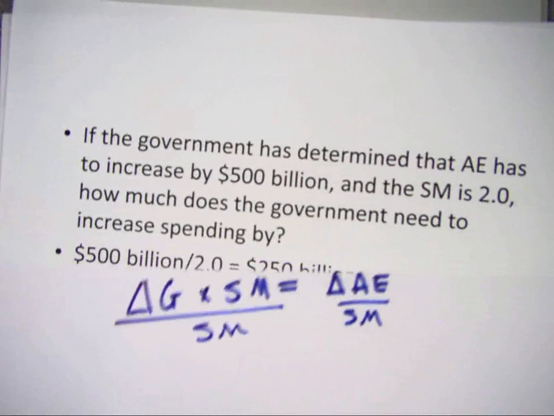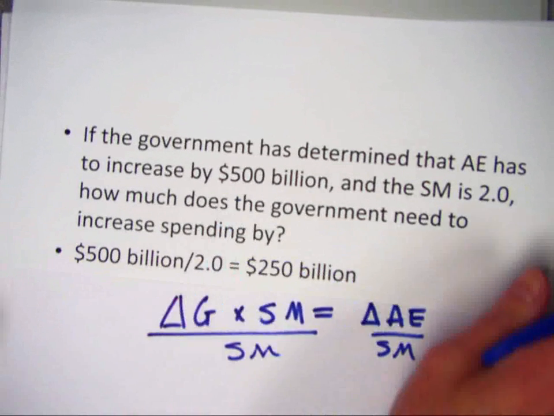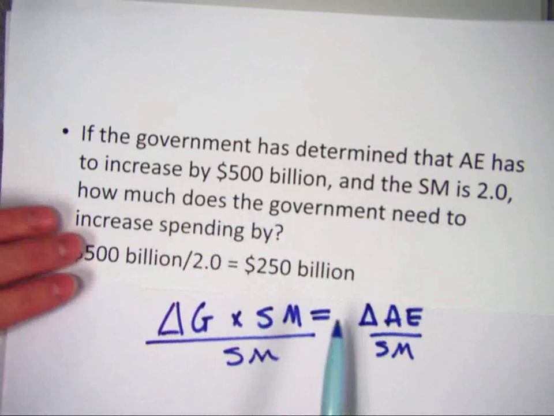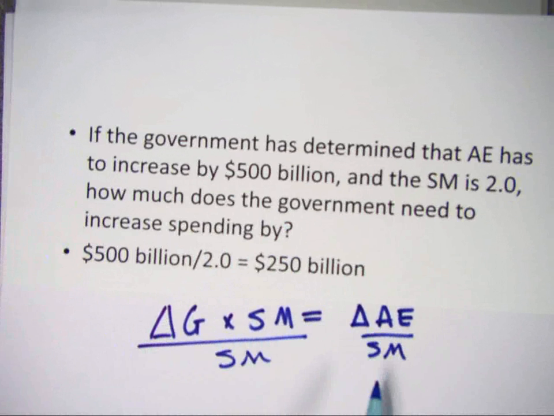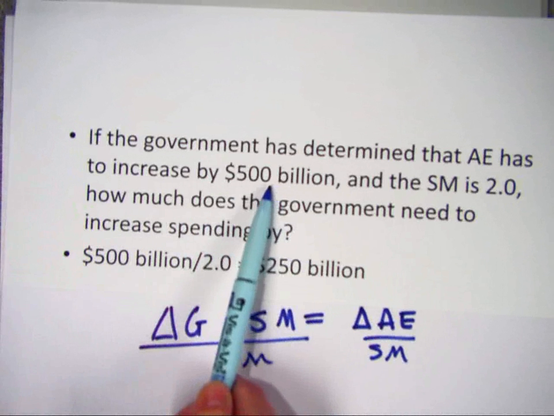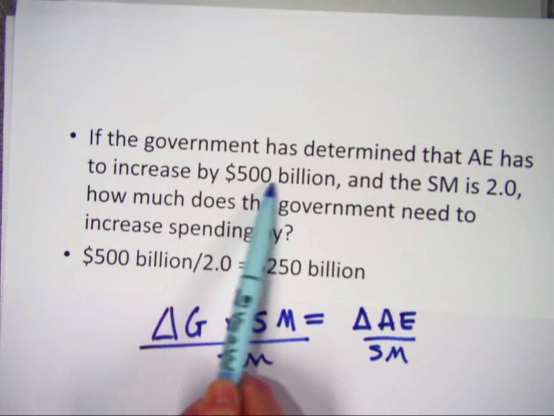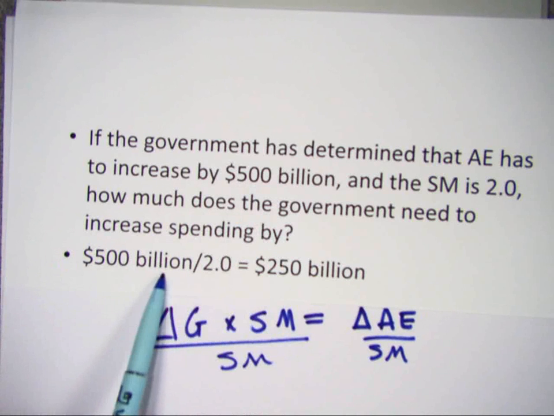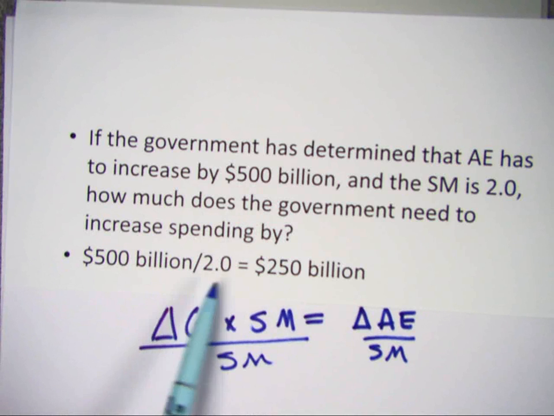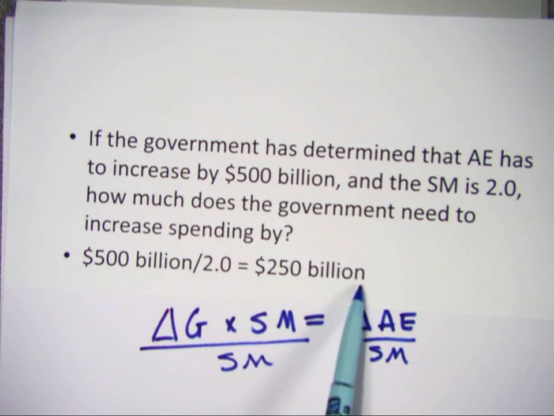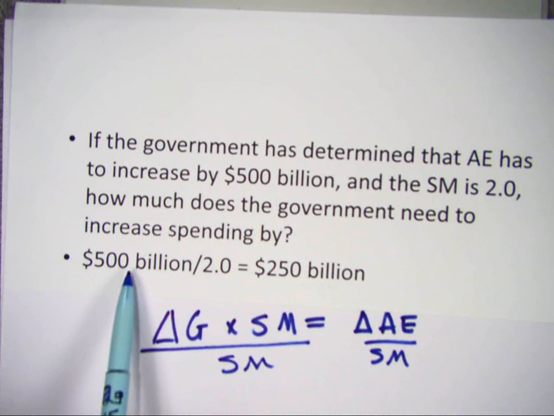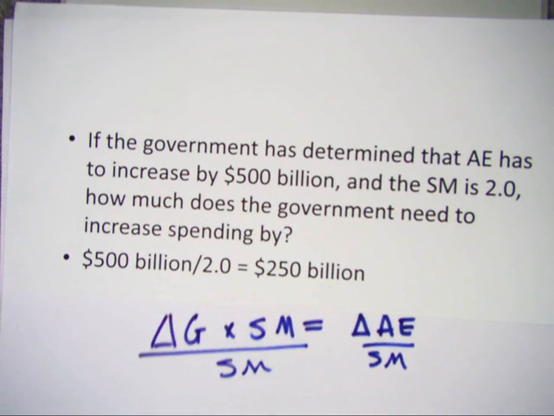We'll do another one. If the government has determined that aggregate expenditures needs to increase by $500 billion and the spending multiplier is 2.0, how much does the government need to inject into the economy? Again, we solve in the same way. In order to get aggregate expenditures up by $500 billion, the government does not need to spend $500 billion. We're going to take that $500 billion divided by the spending multiplier, and we get $2.5 billion. So an injection of $2.5 billion will create an increase in aggregate expenditure of $500 billion.